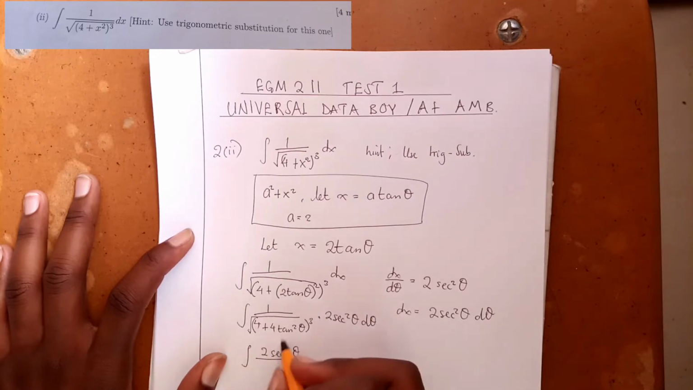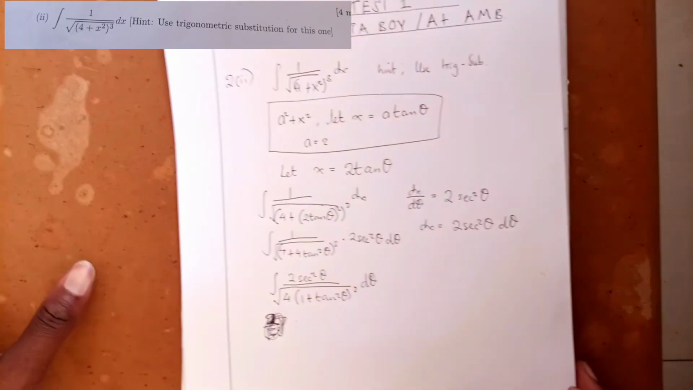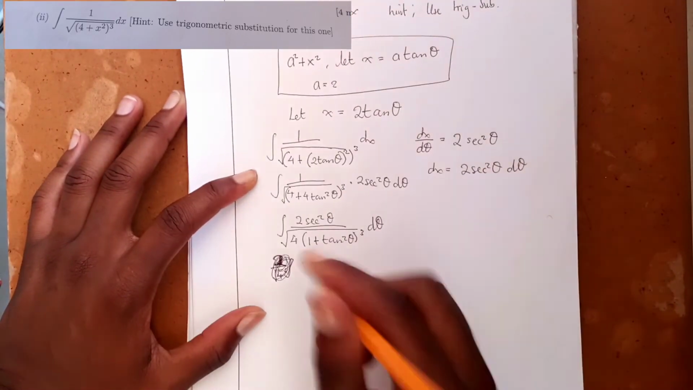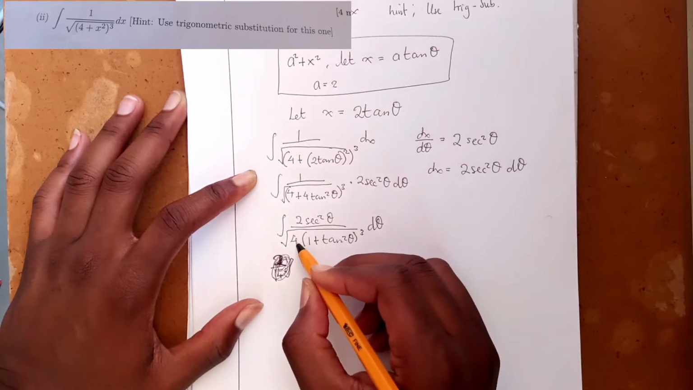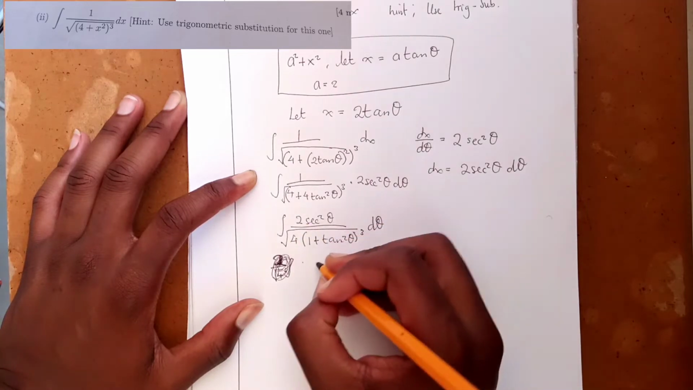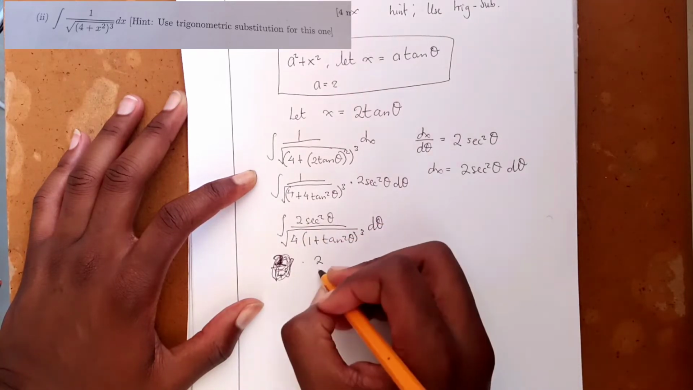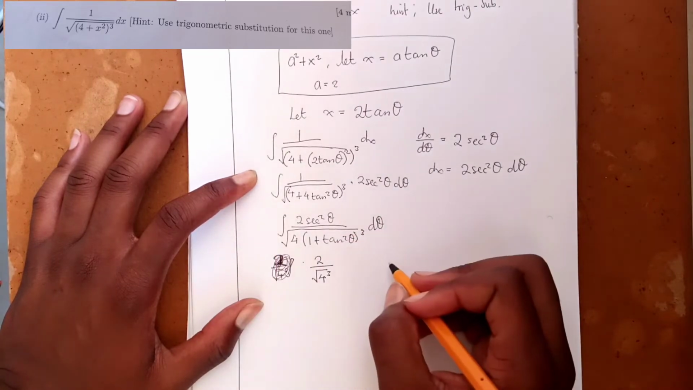Then in the denominator now you can factor out the 4, then you have 1 plus tan squared theta to the power 3 d theta. So now we're going to have this 4. This 4 is being affected by a square root and also the cube. This 2 is just the way it is, so you can push a 2 out. But then this 4, we're going to say the square root of 4 to the power 3, so that this one can be factored out.